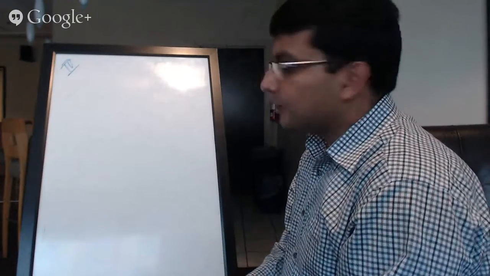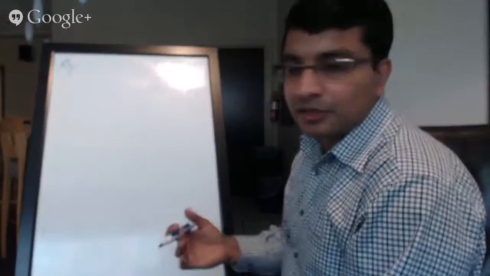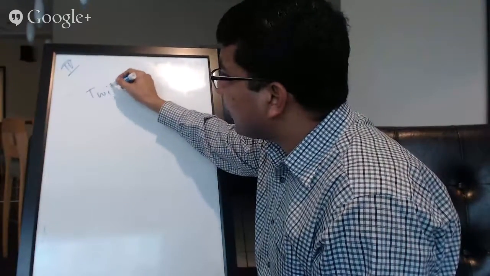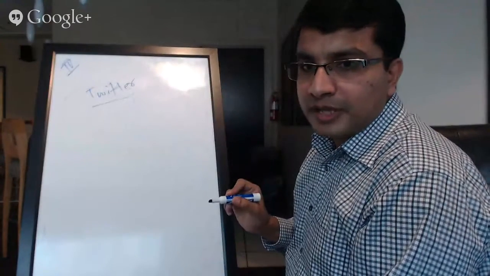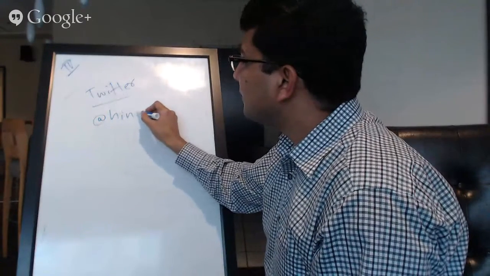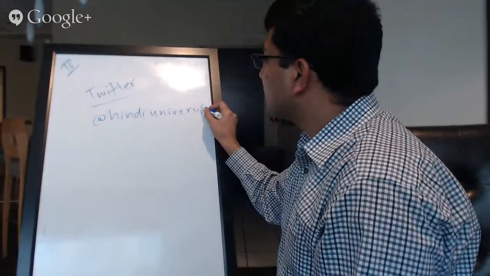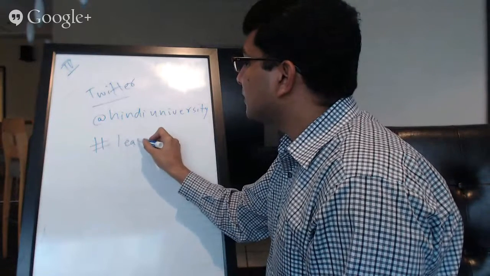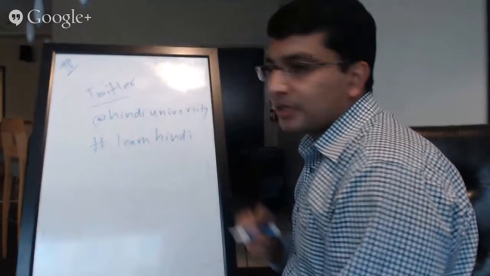In the last class also I mentioned, it's very important that we practice whatever we are learning. The best way, I'm realizing, is when we are interacting with other people. I'm using Twitter quite frequently these days, and I'm monitoring it as well. So as you make these sentences, you can send them to Hindi University, it's one word on Twitter, and you can use the hashtag learn Hindi, and you can send it to me.